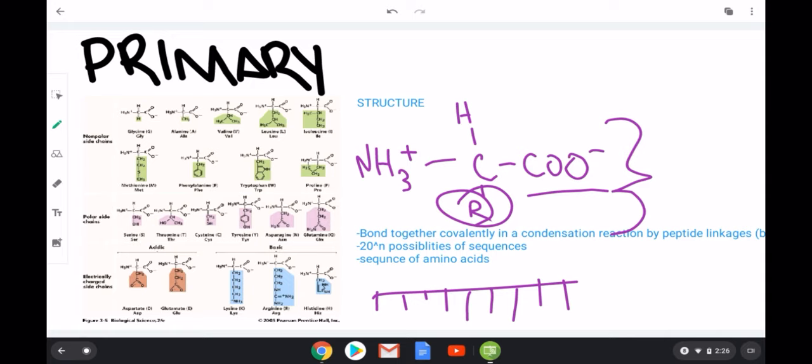And there's 20 amino acids, which is seen in this picture to the left. You have polar side chains, non-polar side chains, electrically charged side chains. And these just vary in how the structure will fold. But it doesn't fold in the primary structure. Again, the primary structure is just a sequence of amino acids.